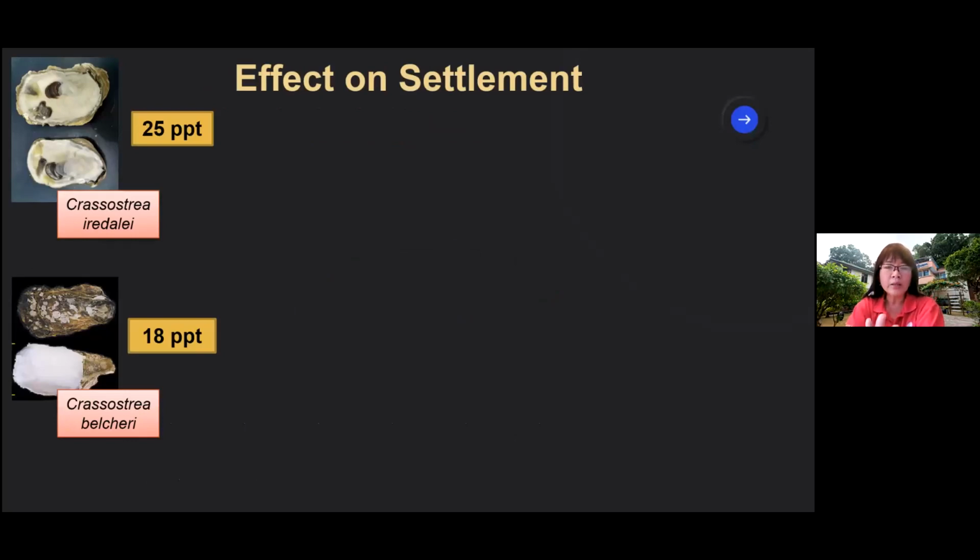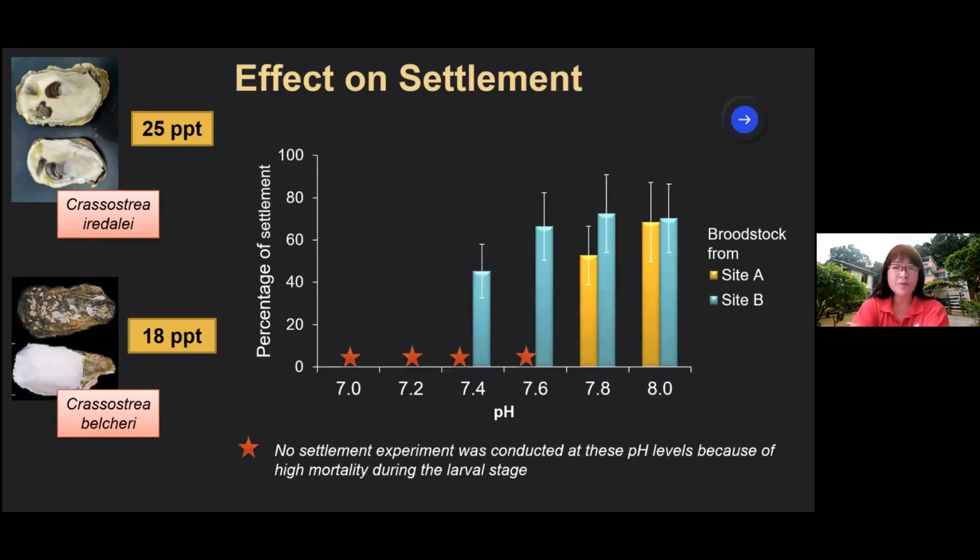And in terms of the experiment on the effect on settlement, because just now was on reproduction and fecundity, and also the larval culture up to the pediveliger stage, this is from the pediveliger stage for settlement. You can see in this graph, the stars are the area where, for site A or for Belcheri, we did not conduct an experiment because we could not get the larvae to survive until settlement. So that's why I put a star there. That means no settlement experiment was conducted.